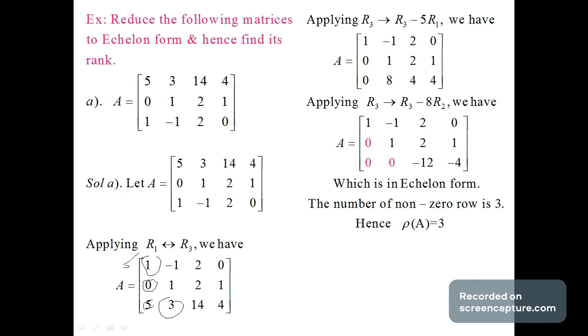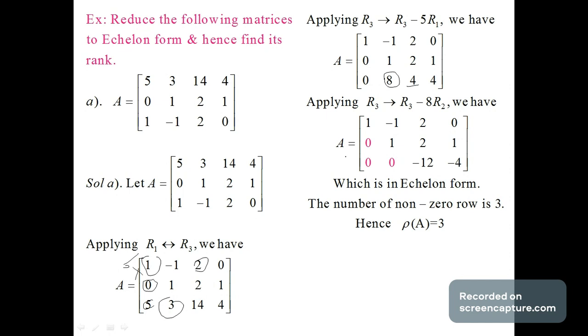So 5 into 1 means 5 minus 5, that is 0. 3 minus of minus 5, that is 3 plus 5, 8. Next, 14 minus 5 into 2, that is 14 minus 10, 4. Next, 4 minus 5 into 0, that is 4.